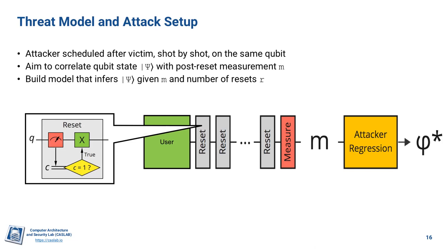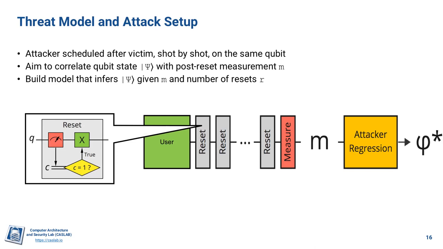So here, the attacker is the second user. Yes, good question. So here there's no extra privileges and there's no physical access. It's basically just two users running jobs on the remote computer. Like if you and I go to Amazon and submit two jobs.